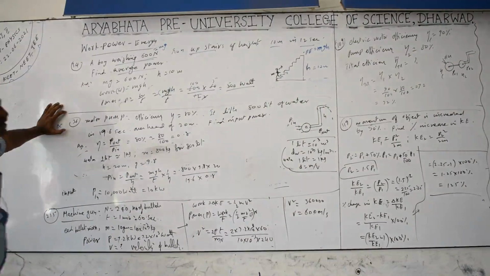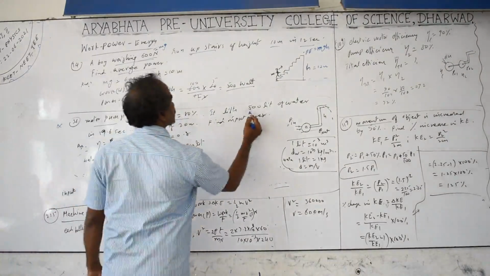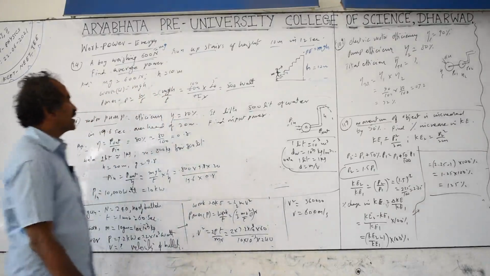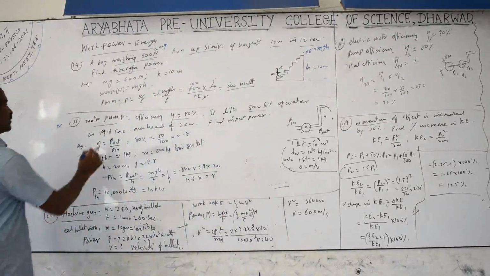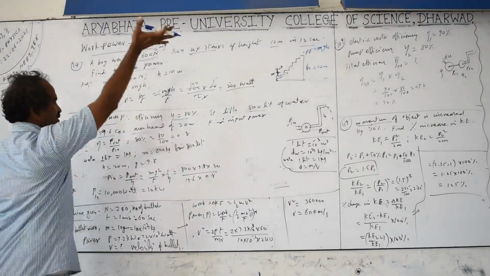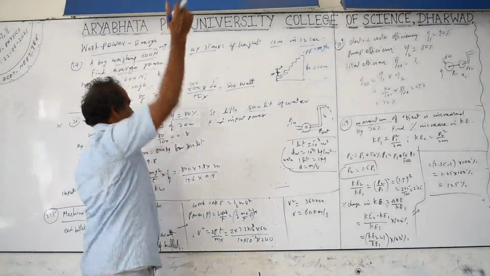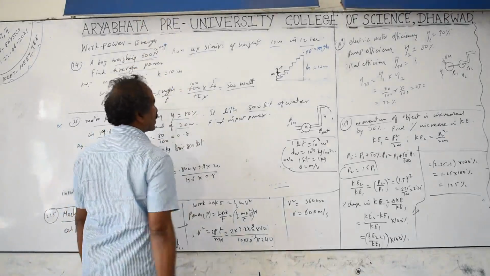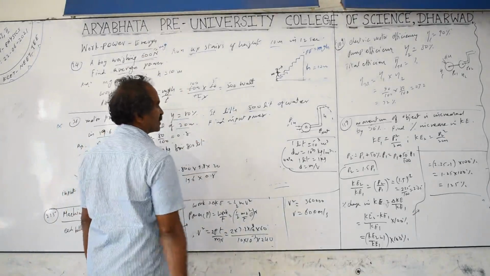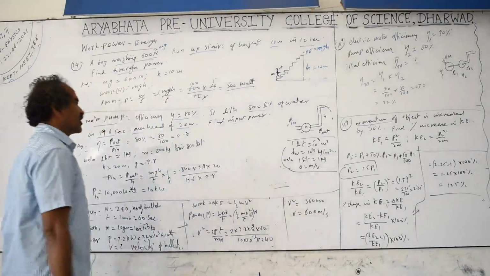It lifts 800 liters of water. Efficiency is 80%, the liters lifted is 800 liters, in the time 19.6 seconds. Overhead means to some height; an overhead tank means you are putting the tank at some height. The height is 20 meters. Find the input power. Input power means the electric power input from the electricity that you have to find out.